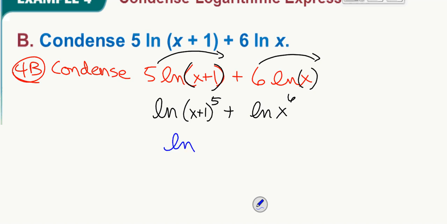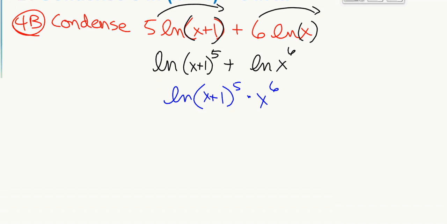The ln of parentheses x plus 1 to the 5th times x to the 6th. And then personally, I would maybe rewrite this with x to the 6th in front. It's not wrong like this, but I just like the way it looks. X to the 6th times x plus 1 to the 5th. And that is the condensed version of that problem.